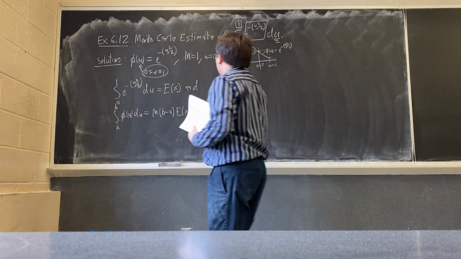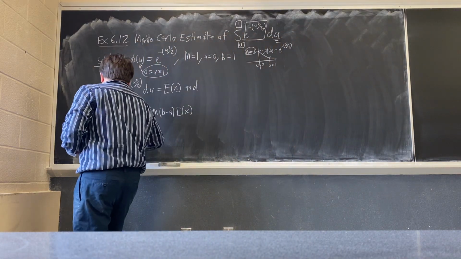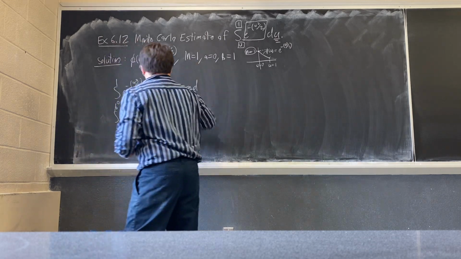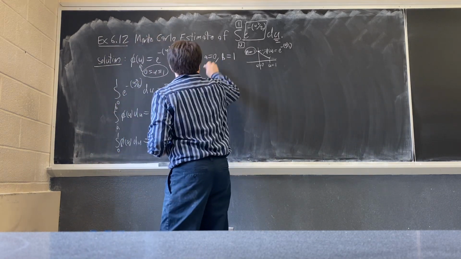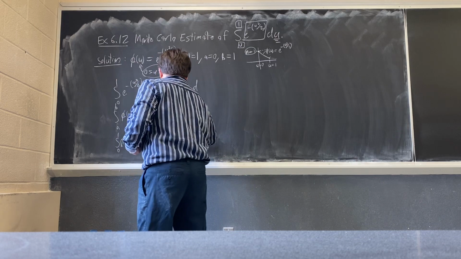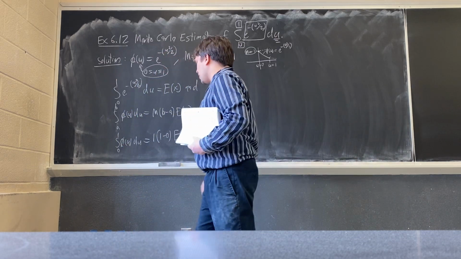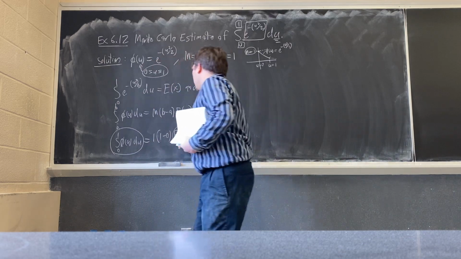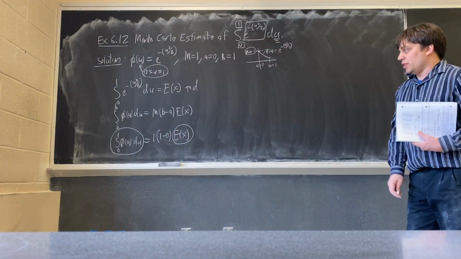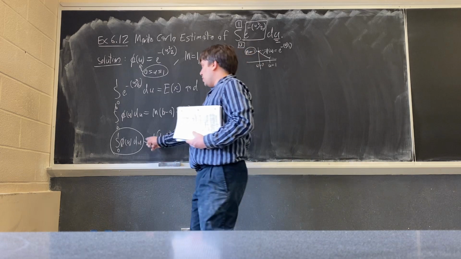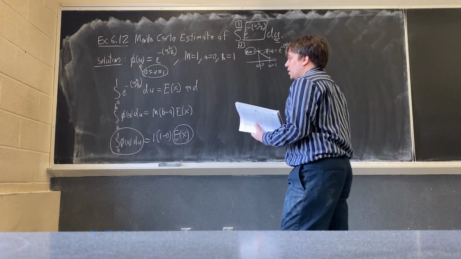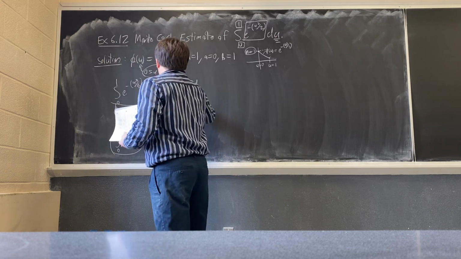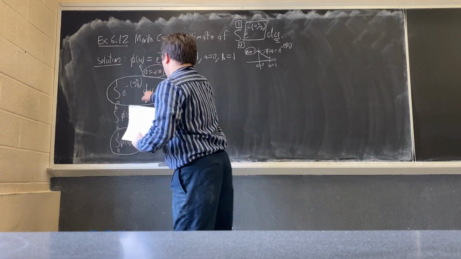So then, if a is 0 and b is 1, this integral is equal to capital M, which is 1, times b minus a, which is 1 minus 0, times e of x. And so that tells us this definite integral here is equal to 1 times 1 times e of x, which equals e of x. And so that tells us this equation.